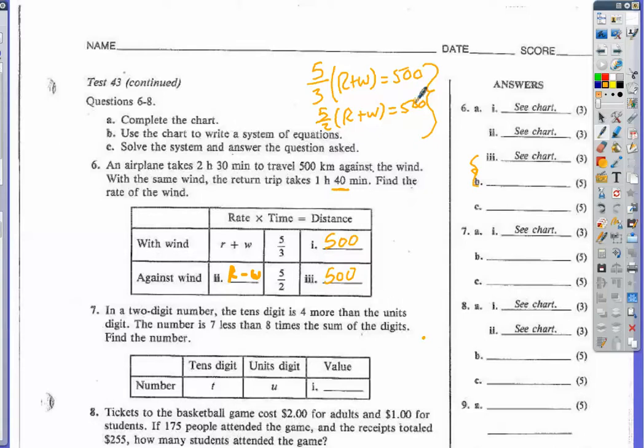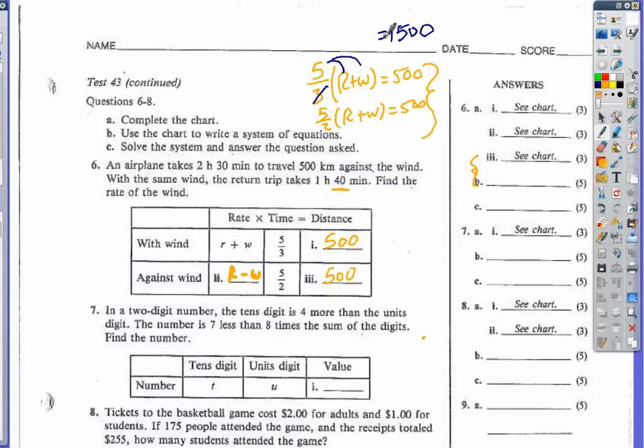Well, that's nice, right? Now, I don't particularly love having the fractions. So what I'm going to do is multiply the top equation by 3 and the bottom equation by 2. That way, I'm going to get rid of my fractions. So if I multiply 500 by 3, I'm going to get 1,500. And if I multiply this side of the equation by 3, it cancels the 3 out. So I just still have to distribute the 5.